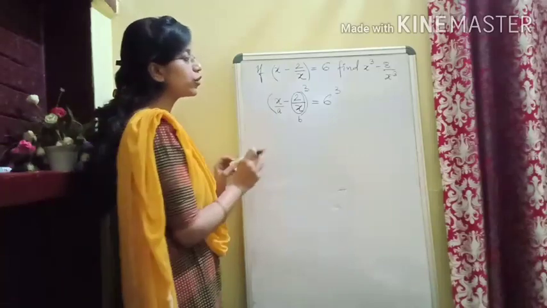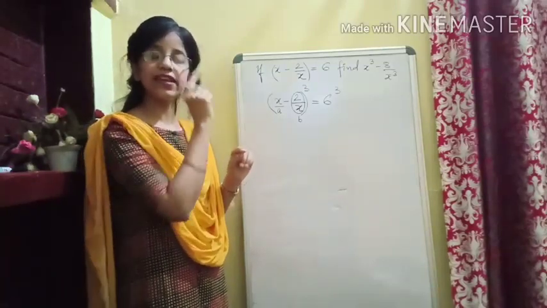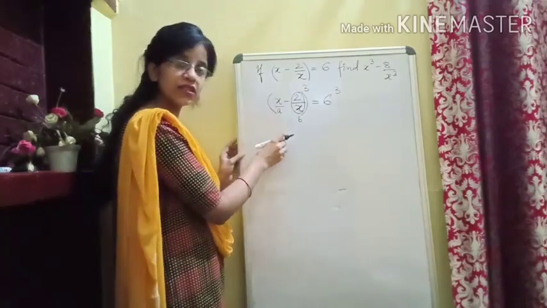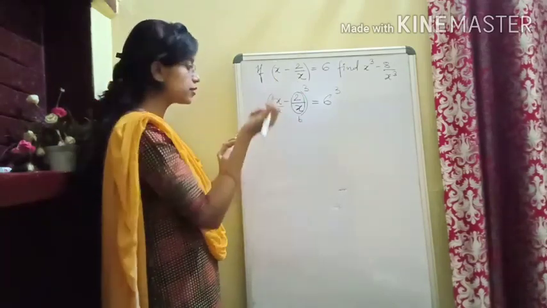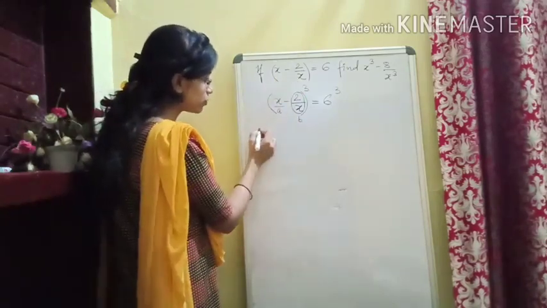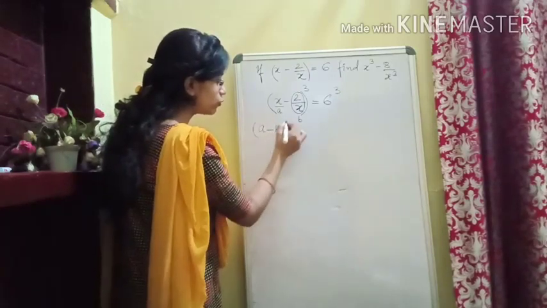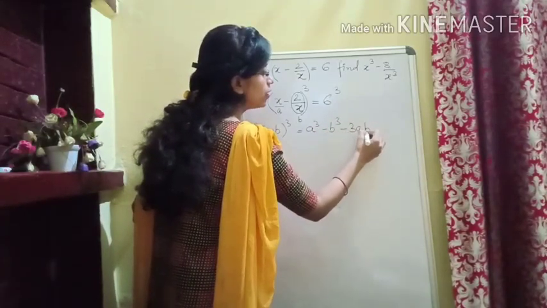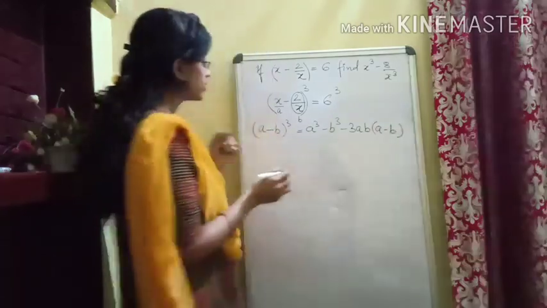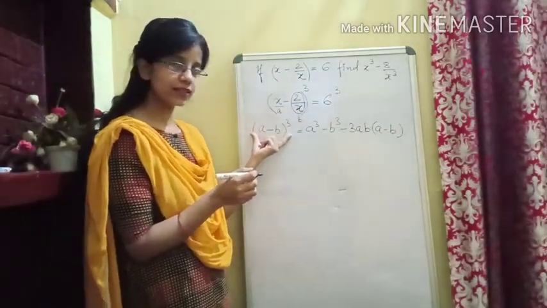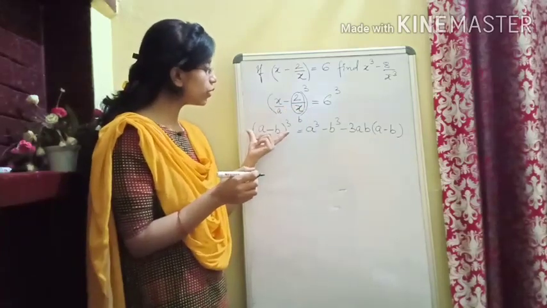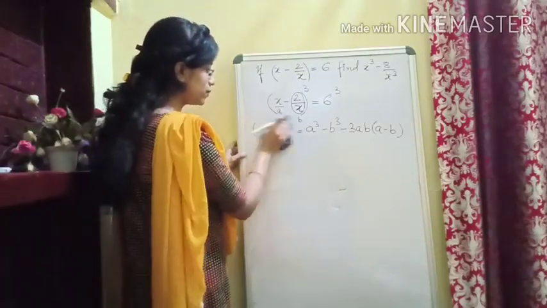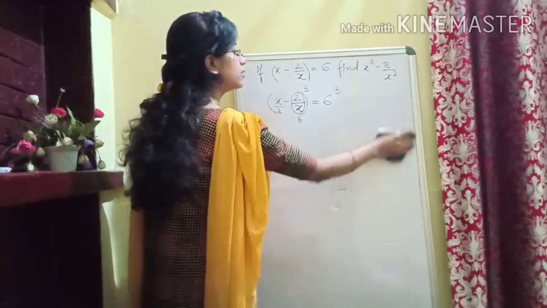So on the left hand side we are going to apply the identity of a minus b whole cube. What is it according to the identity? It is a cube minus b cube minus 3ab into a minus b. Is it clear? See, this left hand side is exactly like this. We have compared the values. Now we are going to expand this left hand side according to our identity. So let me use the identity and expand the left hand side.